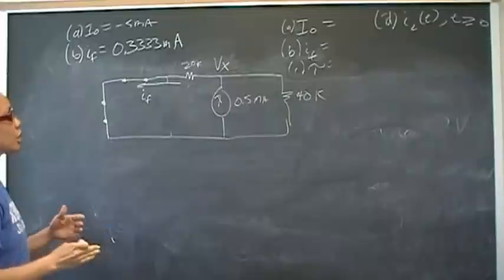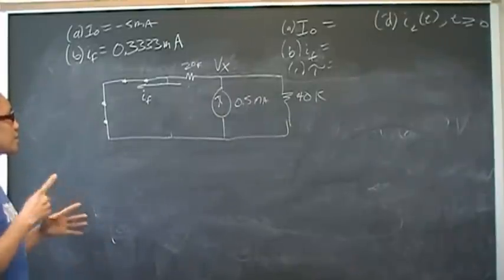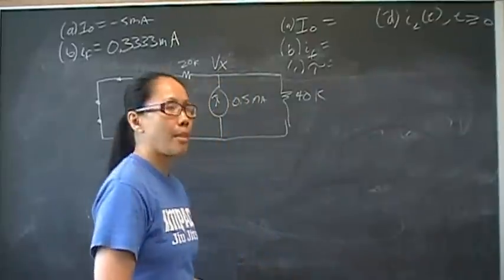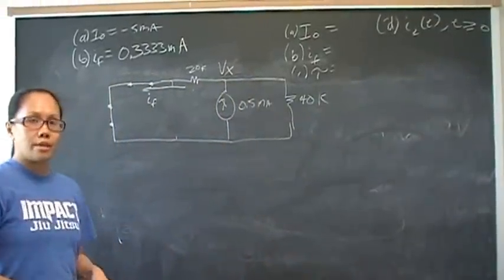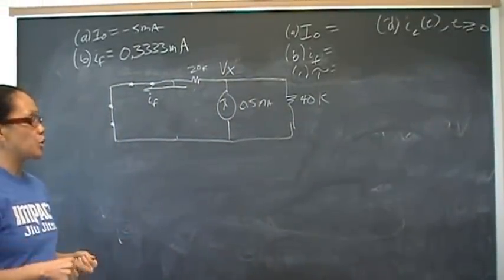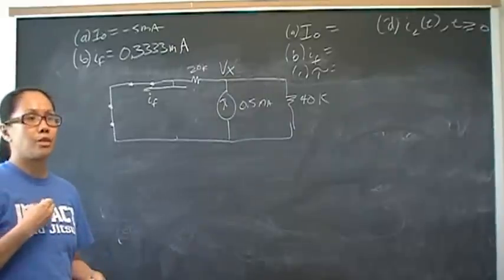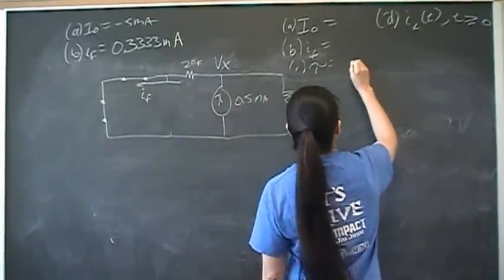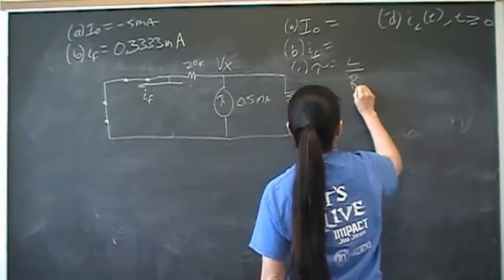So the switch has closed, and the R that we're talking about is the resistance seen by the inductor. That means we're always going to come back with R Thevenin. If there are multiple circuit elements, to find tau, you always have to return to your Thevenin equivalent circuit. So tau is L over R Thevenin.